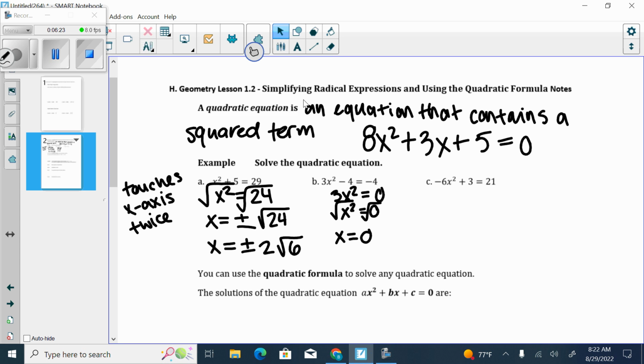So how many times would this one touch the graph? Right, the x-axis of the graph once. So it touches the x-axis once.